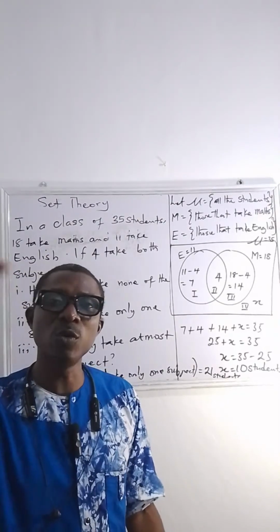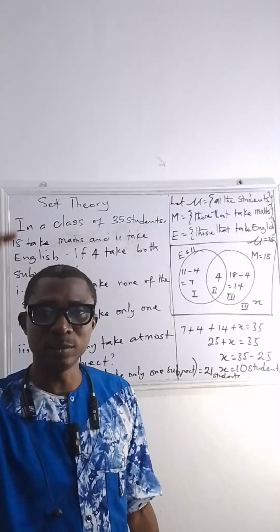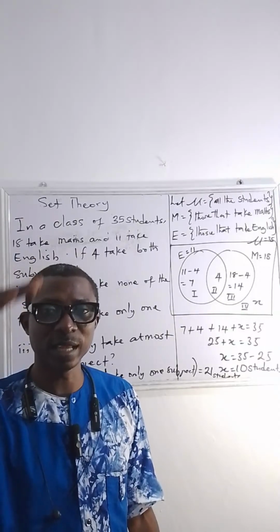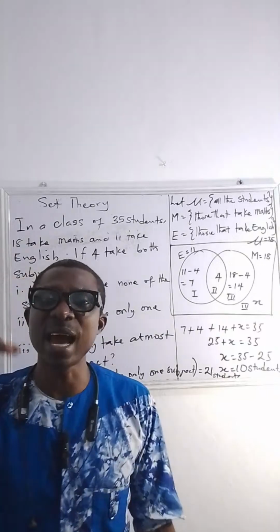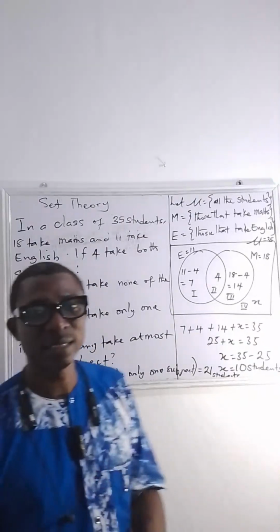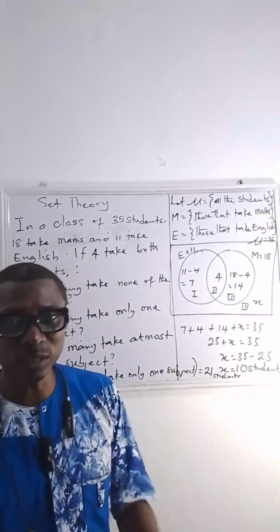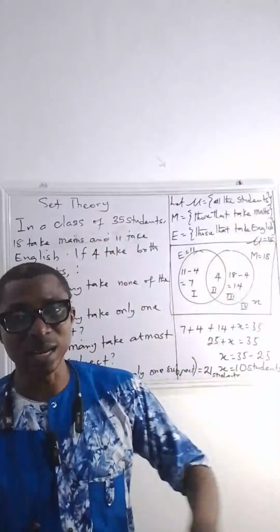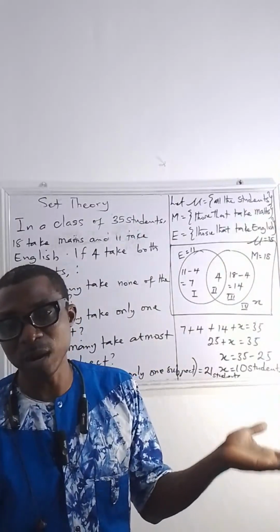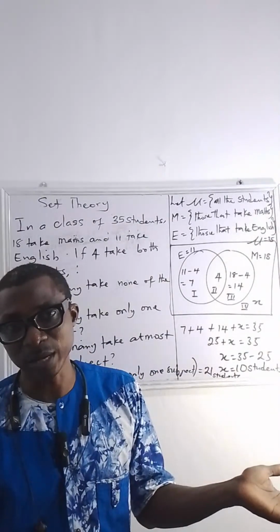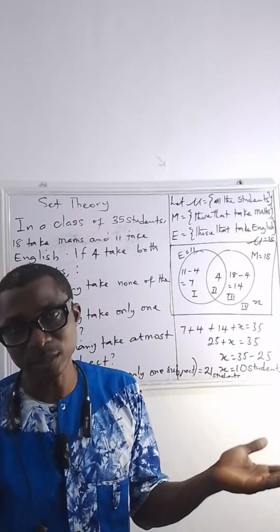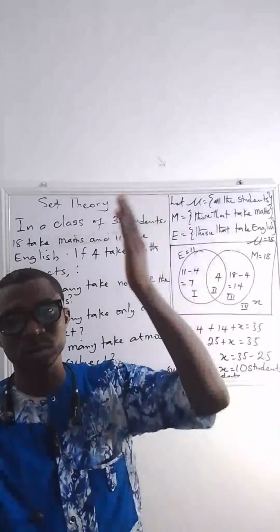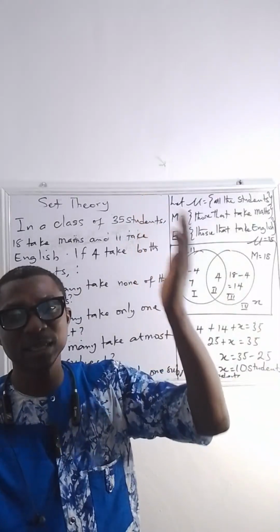You must not go beyond $10. So the maximum is $10. But if I say at least $10, that means if you don't have any money, you must have $10 in your pocket or more. You can have $1 billion in your pocket if possible. So you are still correct. If I say at least $10, so 10 upward, that's the meaning of at least.